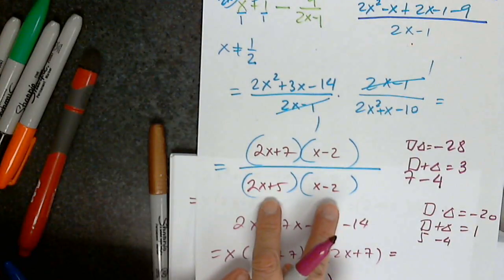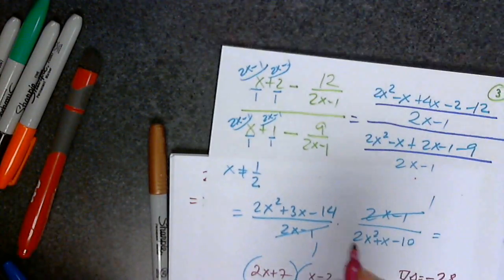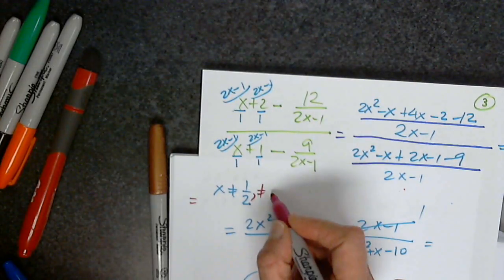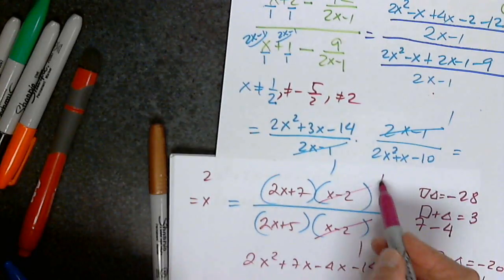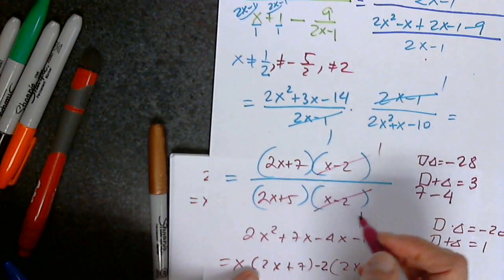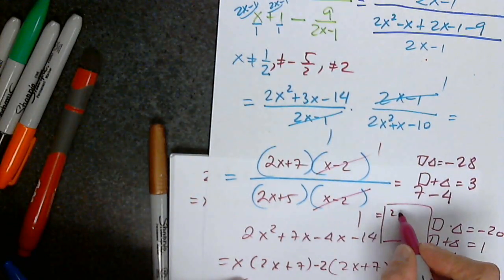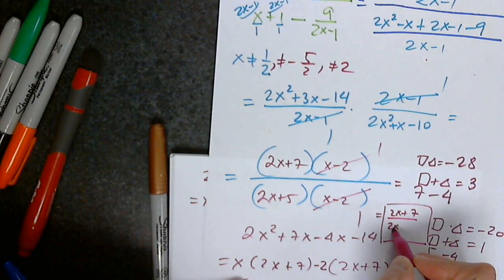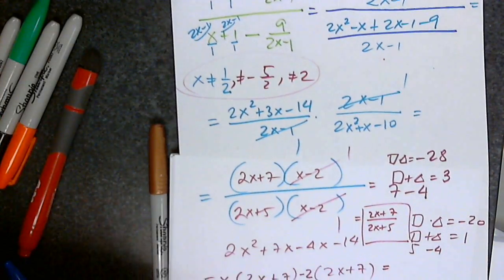I have 2 more restrictions to write. Not negative 5 halves and not 2. And now I'm fine with simplifying. And this is the simplified form. I'm going to write it right here in the middle. 2x plus 7 over 2x plus 5, assuming all these conditions are fulfilled.